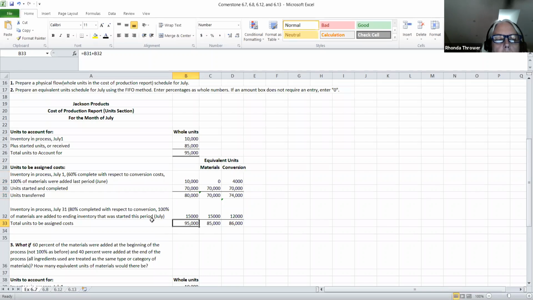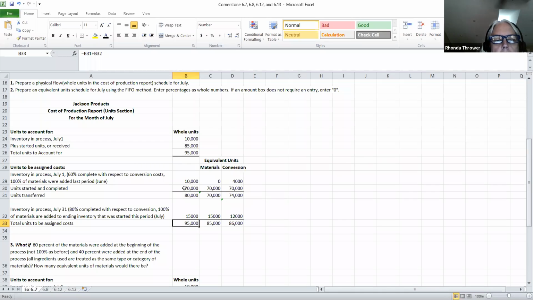Once you know the total units to be assigned cost, you can also go back and plug that in for the total units to account for. Once we know this, and if we know the beginning inventory, we can find the units started by subtracting the beginning inventory from our total units to account for. That will give us our units that are started or received.